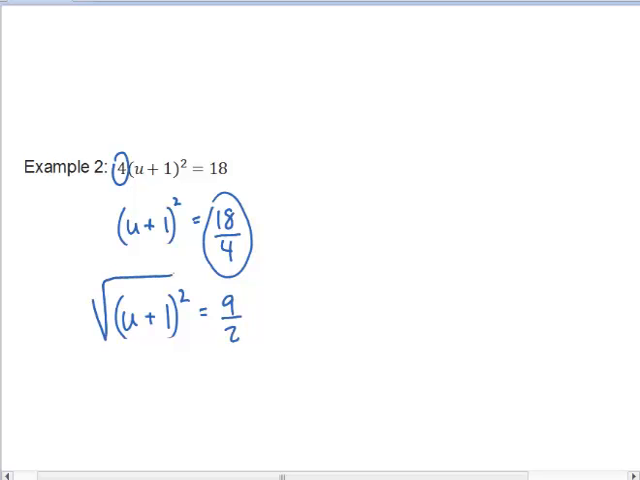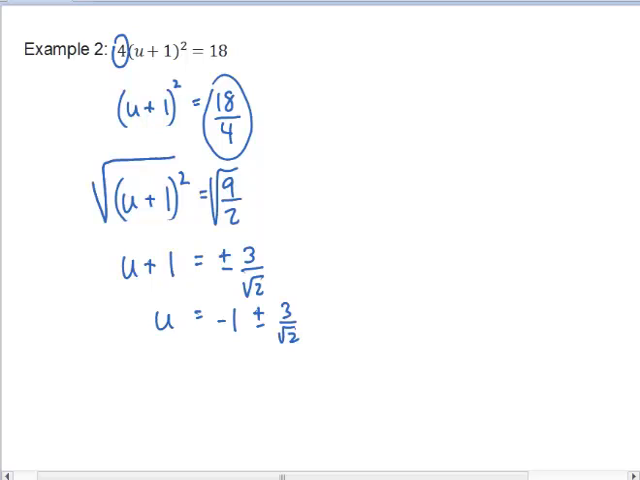When I square root both sides, I'm going to have u plus 1 equals plus or minus 3 over root 2. My answer is going to be negative 1 plus or minus 3 over root 2. Now if I rationalize that, I'm going to have negative 1 plus or minus 3 root 2 over 2.